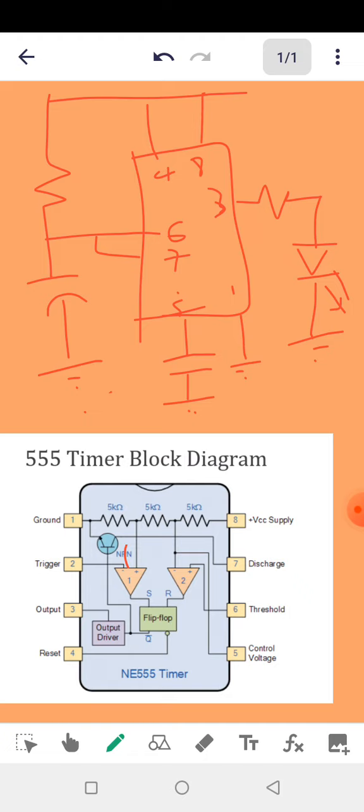And what will it be doing? It will just be sinking current, because the 555 timer has the ability to sink or source 200 milliamps of current. I'll be explaining that later as I continue this video.